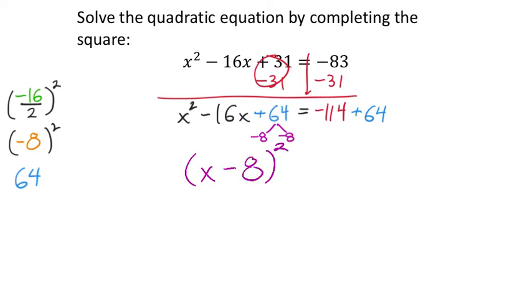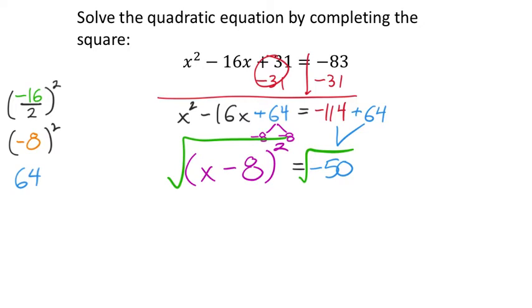So it'd be x minus 8, that to the power of 2. But then I've got the negative 114 plus 64. Yeah, negative 50. So this takes us back a couple slides, where now I'm going to square root both sides because it's a square, right? So if I square root both sides, it doesn't matter now that that's a negative 50 because we have complex numbers.